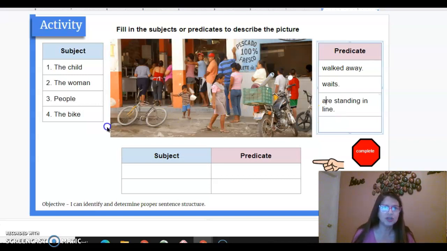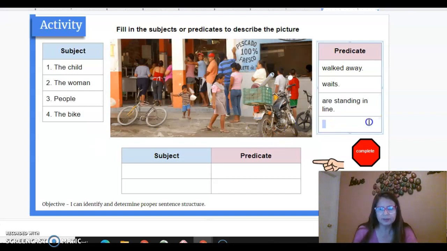Okay, let's go on to number 4, the bike. What is the bike doing? What's happening to the bike? I see it right there. What can we say about the bike? The bike is laying on the ground. The bike is empty. The bike is still. I think I'm going to say the bike is on the floor.